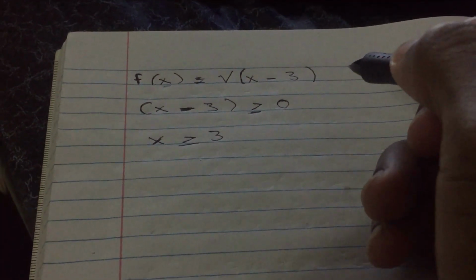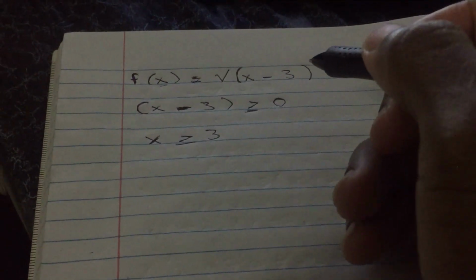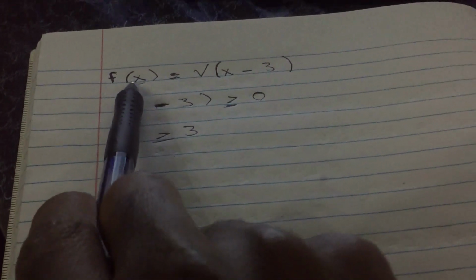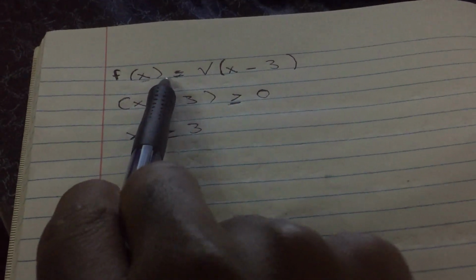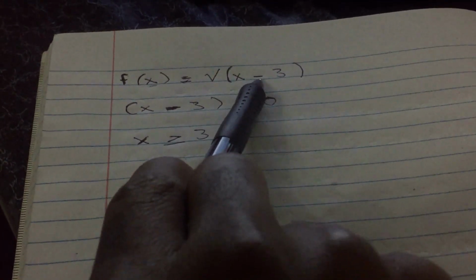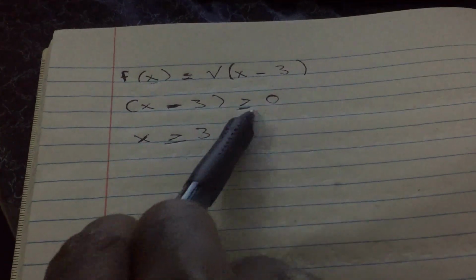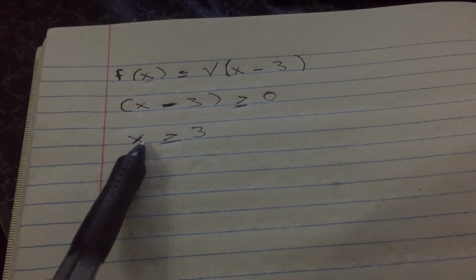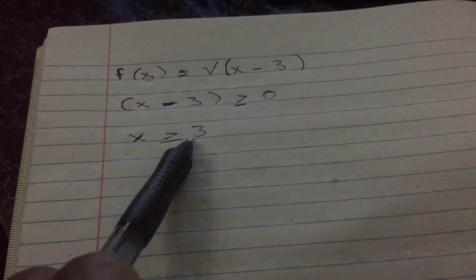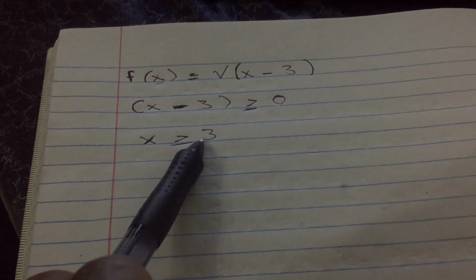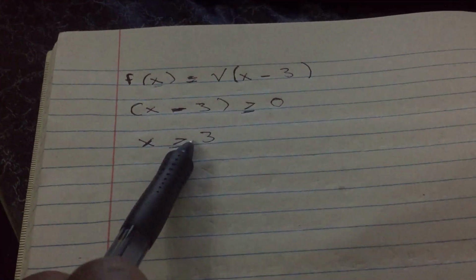Okay, and there you have it. So the domain for the function f(x) = square root of (x - 3) is x greater than or equal to 3. So that's the answer.